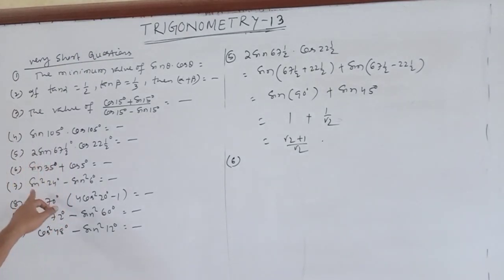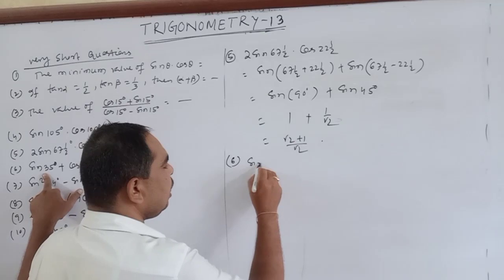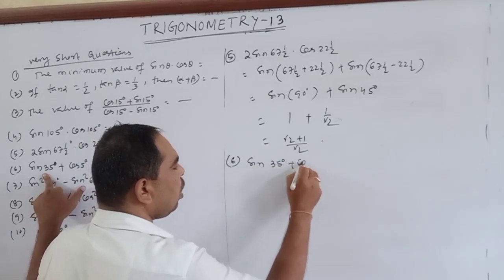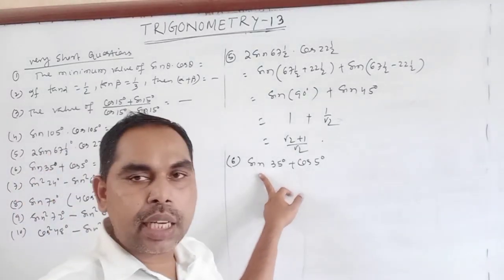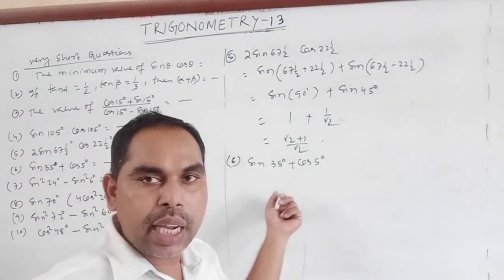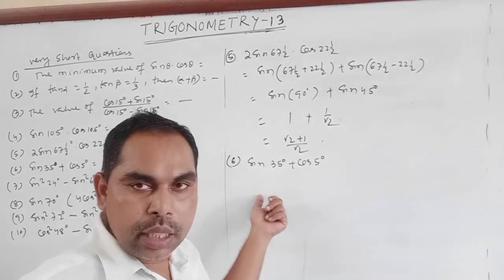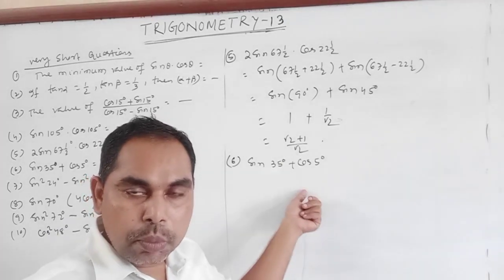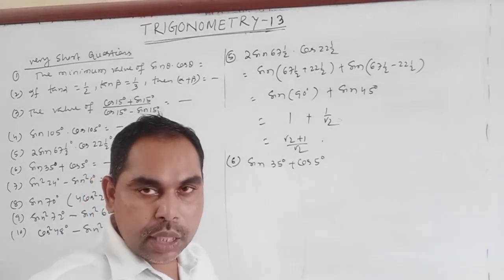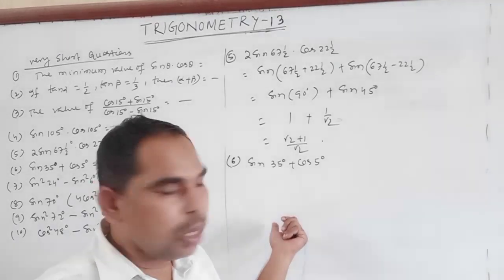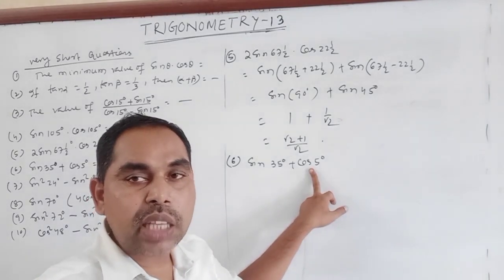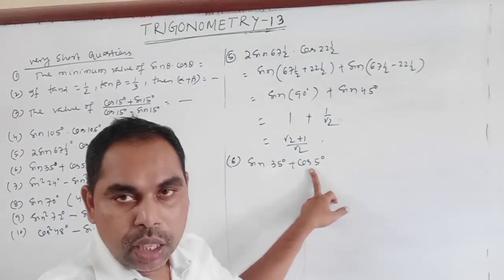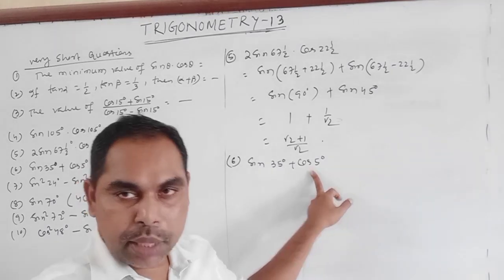Next, question number 6: sin 35° plus cos 5°. Here one function is sin and another function is cos. So either reduce them so that both are in sin form or both are in cos form. Since we want cos form, cos θ is equal to sin(90° − θ), or sin θ is equal to cos(90° − θ).